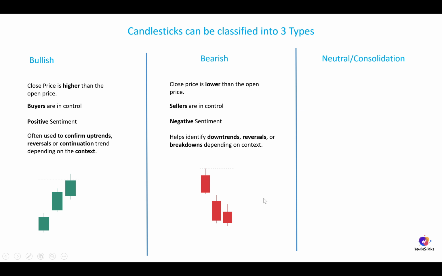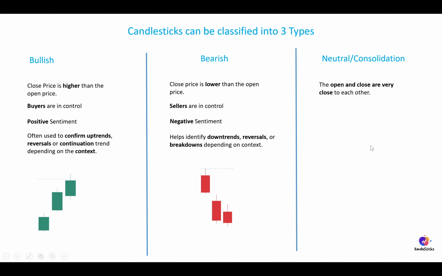So where these candles are forming is very, very important, and here is a classic example of a bearish market and the bearish candles that we see here. So bullish is uptrend, bearish is downtrend.